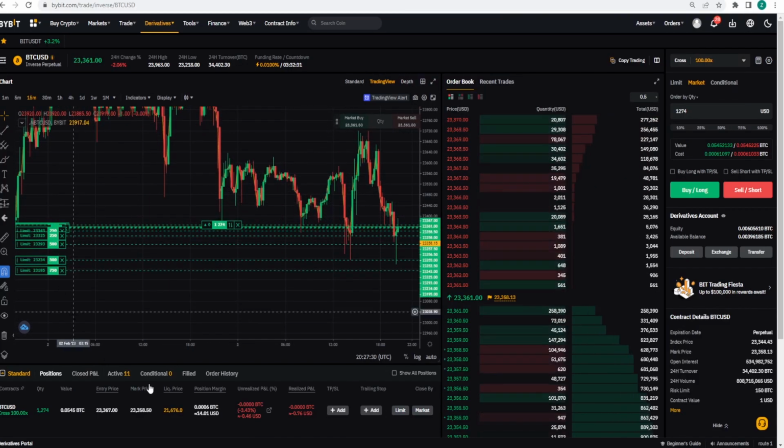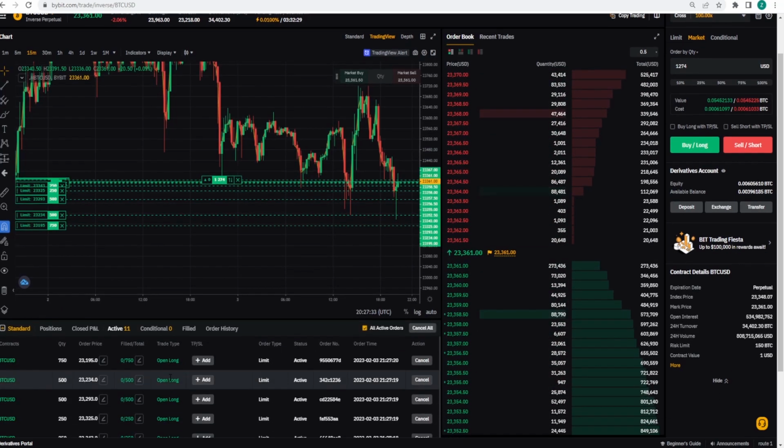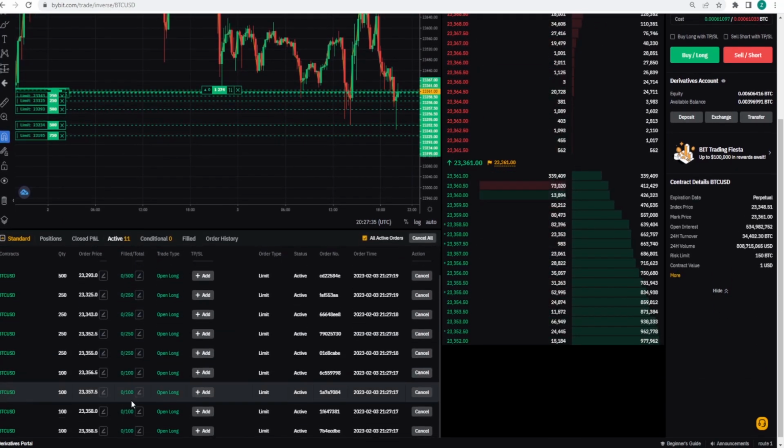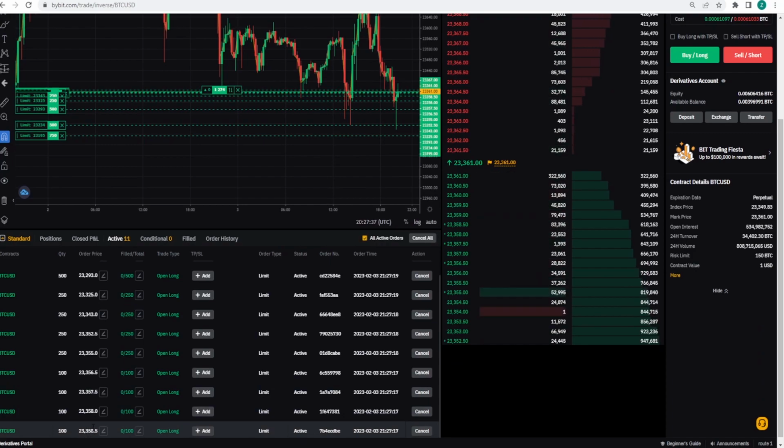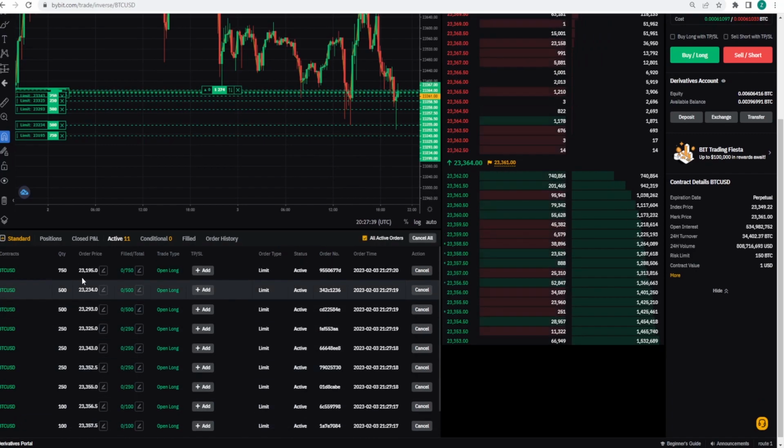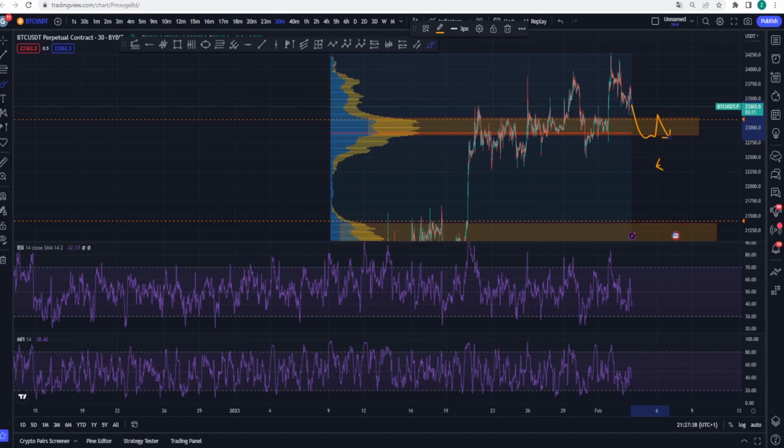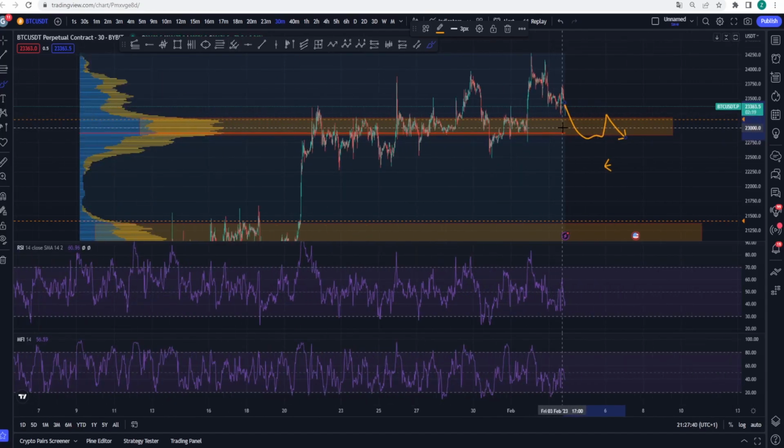You can see a lot of orders have been placed. So let's go to active orders. We can see 11 buy orders starting from 358 down to 195. Okay, if we go down to the chart, we can see that, let's mark out 195 here.